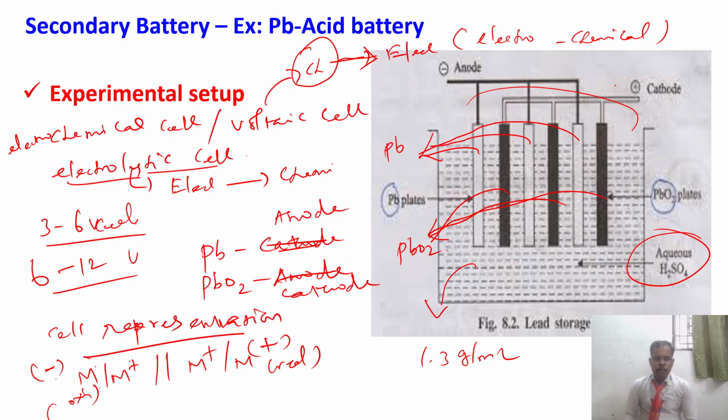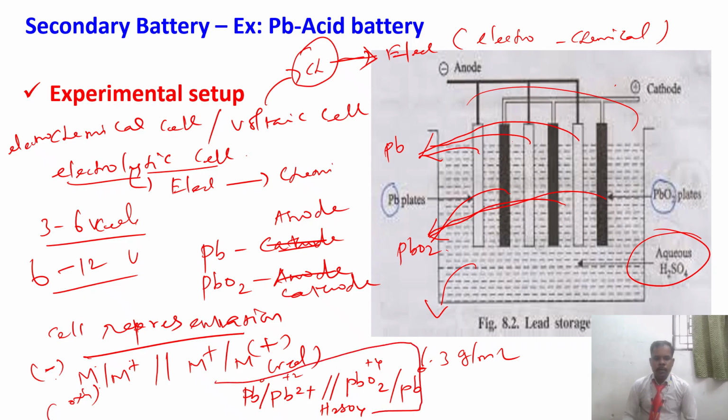What about the lead acid battery? Cell representation for the lead acid battery: what is the anode? Lead material, which is converted into lead 2 plus. Then the double line represents the electrolyte or salt bridge. Here the electrolyte is sulfuric acid. Then the cathodic part: lead dioxide should be reduced to lead. Here 4 plus is reduced to 0, and here 0 is oxidized to plus 2. So this is the cell representation for the lead acid battery.